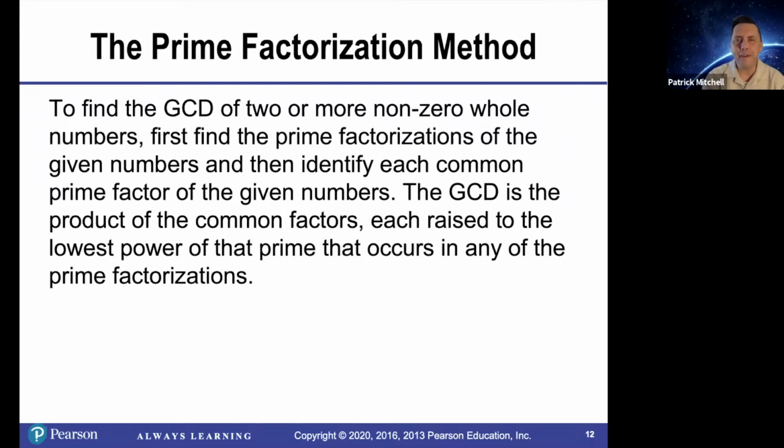This might be my favorite method for finding GCD. It works even with great big numbers. To find the GCD of two or more non-zero whole numbers, first find the prime factorizations of the given numbers, and then identify each common prime factor of the given numbers. The GCD is the product of the common factors, each raised to the lowest power of that prime that occurs in any of the prime factorizations.